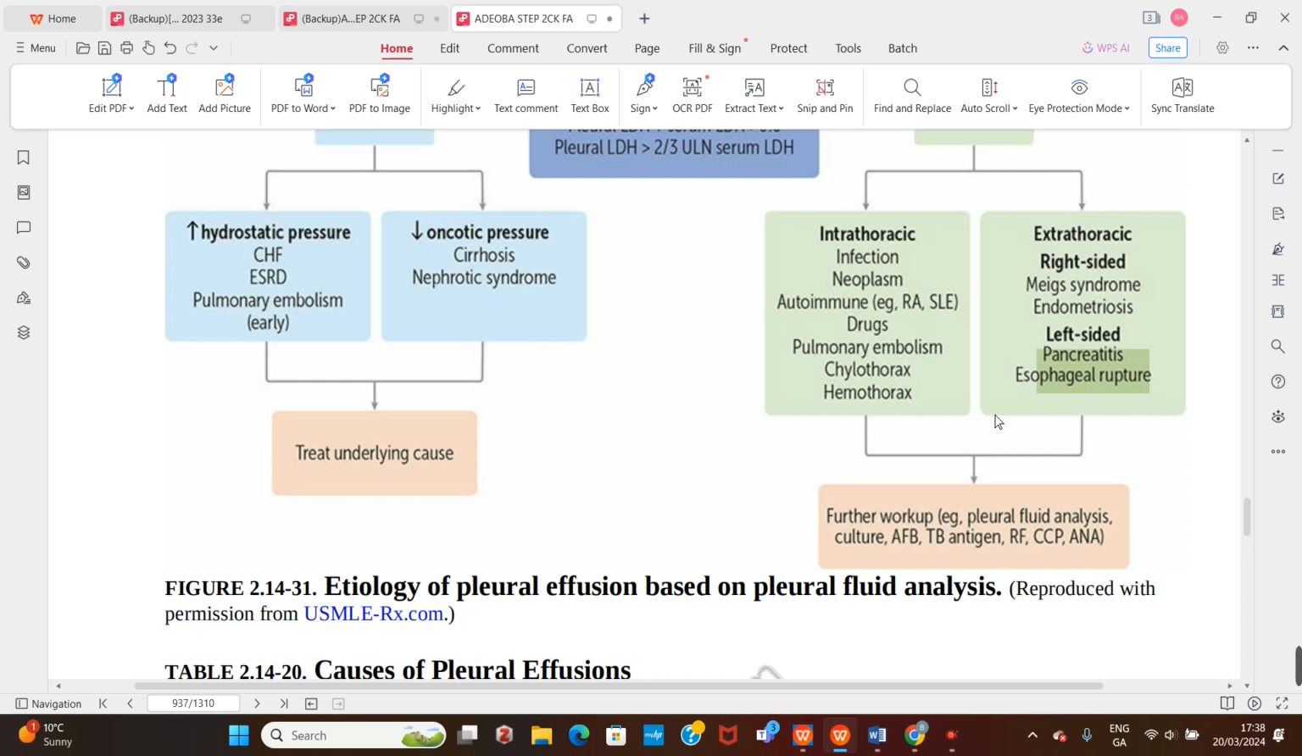So for people that you suspect rheumatoid arthritis as the cause, you want to check for those factors, like rheumatoid factor and anti-citrullinated peptide. SLE, you want to check for antinuclear antibody. Then most importantly, TB, you want to check for adenosine deaminase. Very, very important in TB. Adenosine deaminase is elevated in TB.